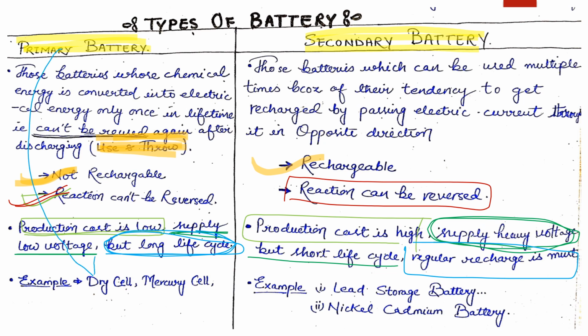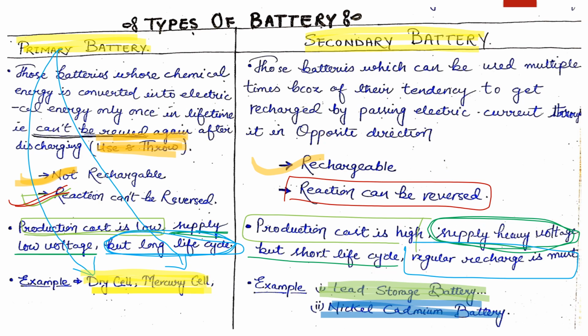types, that is the dry cell and the second is the mercury cell. They are the two important examples of the primary battery, the mercury cell and the dry cell. The secondary batteries are the lead storage battery, or you can say our inverter battery, and the nickel cadmium battery. Hope you come to know the difference between the primary and the secondary battery.